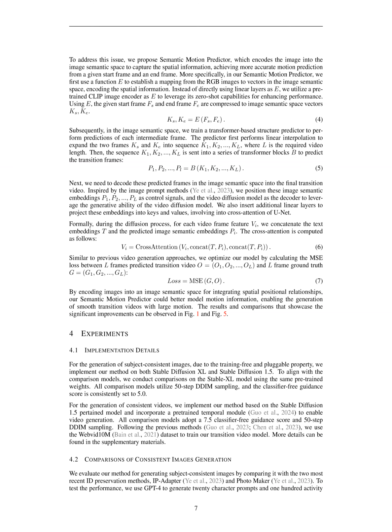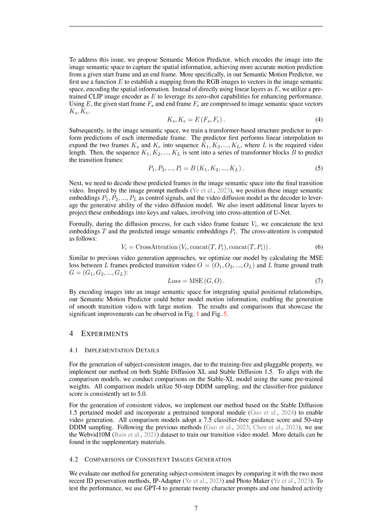The start and end frames are compressed into image semantic space vectors K_S and K_E. A transformer-based structure predictor in the image semantic space is then trained to predict each intermediate frame by linearly interpolating the start and end frames into a sequence and passing it through transformer blocks.